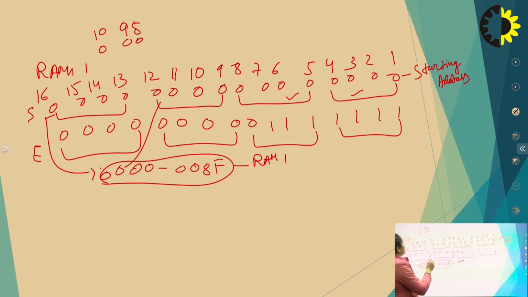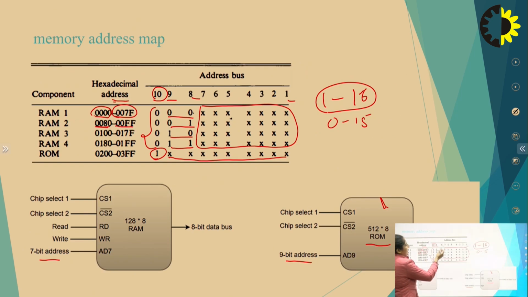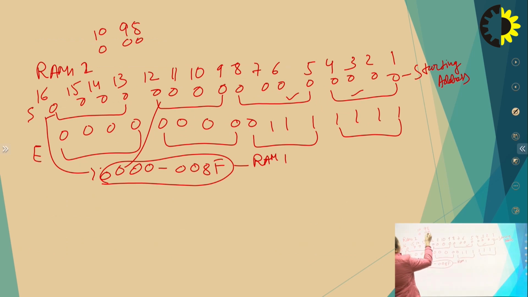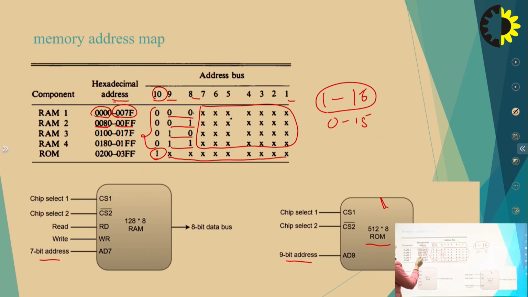Understand? So similarly for RAM 2, what we have in the 9th and 8th bits is 0, 1. There will be a change in a bit, and according to it, we will get the hexadecimal address. For RAM 3, the 9th and 8th bits are 1, 0, so we will change accordingly. For RAM 4, it will be 1, 1.